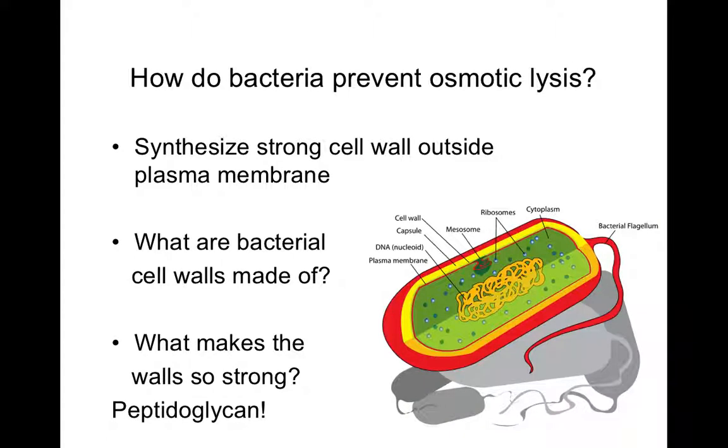So this is a great lecture exam question: how do bacteria prevent osmotic lysis? They're going to synthesize, and synthesize is just a fancy word for to make. So bacteria will make, or synthesize, strong cell walls outside their plasma membranes, outside their cell membranes. And it's really important that we know what the bacterial cell walls are made of and what makes them so strong. The component in bacterial cell walls that makes the cell wall so strong is called peptidoglycan. And remember, only members of domain Bacteria can make peptidoglycan.